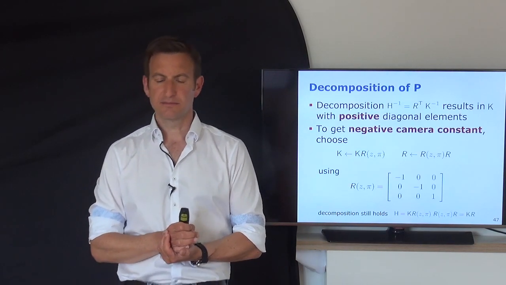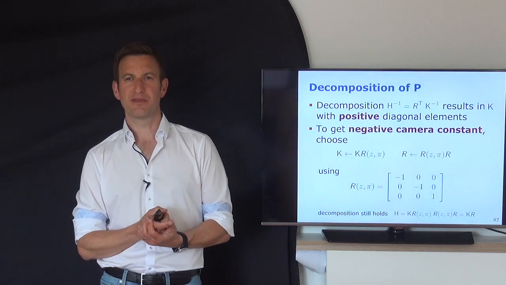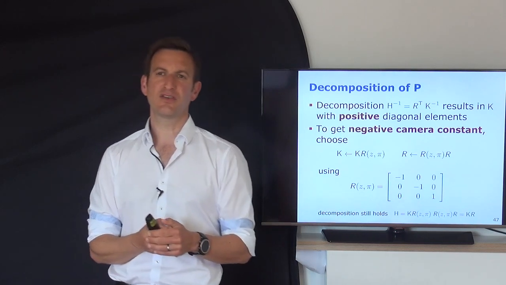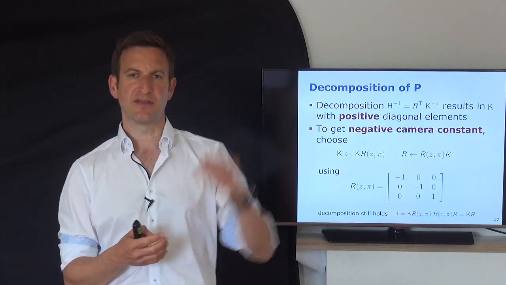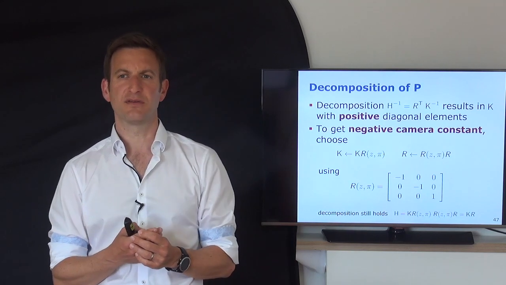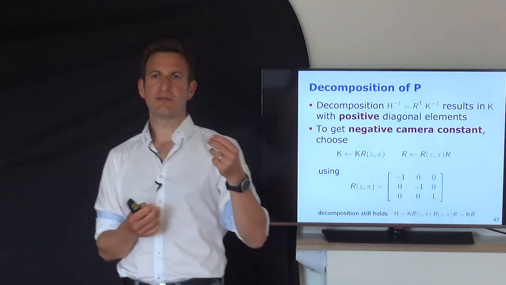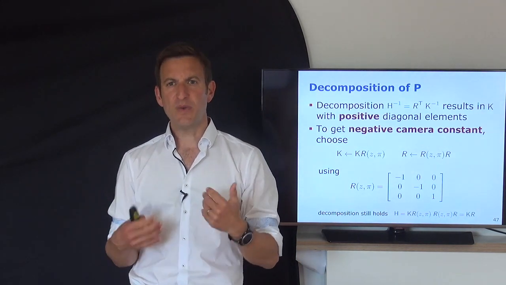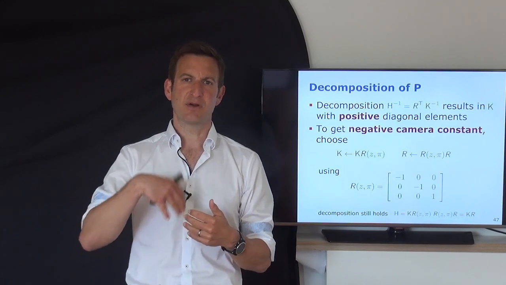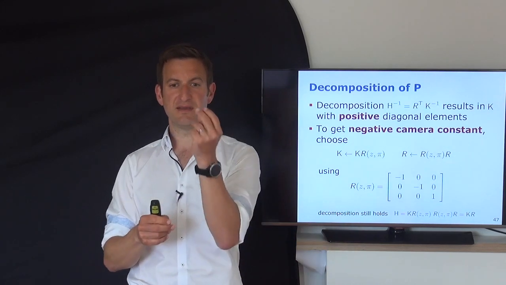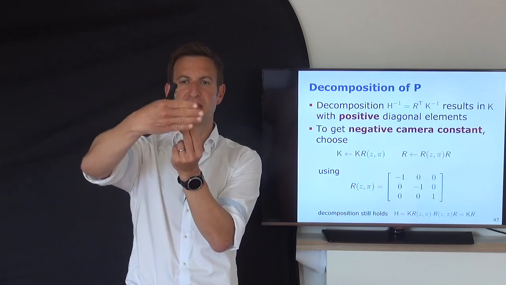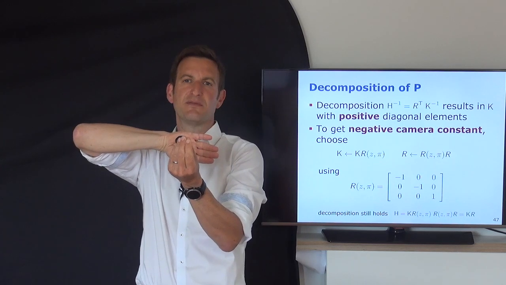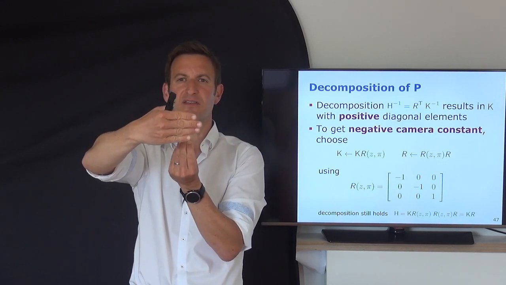Okay, one thing we need to take care of as well. If you compute the decomposition of H inverse, it will lead to a matrix K which has positive diagonal elements. So all three elements on the main diagonal are positive. Consider that the first two elements, k11 and k22, are our camera constant. But we defined our coordinate system in a way that the camera constant is negative. That is, I have the projection center, the image plane in front of it, and the point there in the world. If it would sit on the other side, everything would be fine. But we defined our coordinate system in that way, so that it sits here in front.